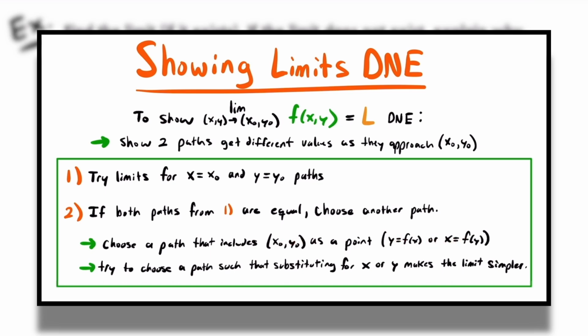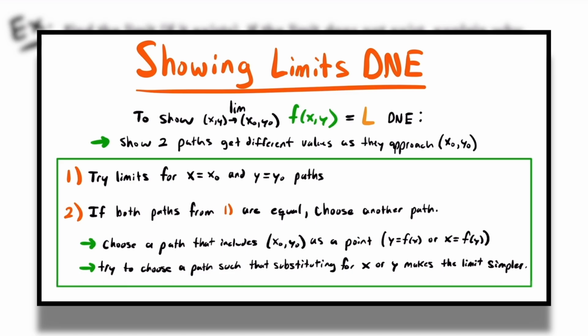Now on top of that, you also want to try to choose a path such that substituting for x or y using that path makes the limit simpler. And you'll see what I mean by that when we get to an example where we have to do this. I'll explain it a little bit further there, but this is the general idea. So this is the process that we use.